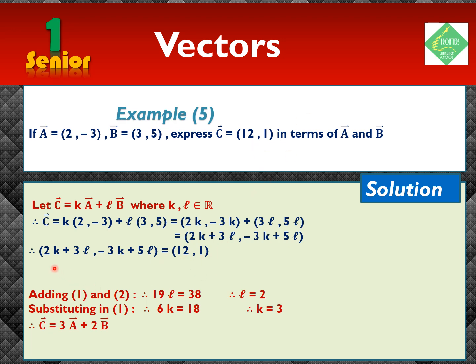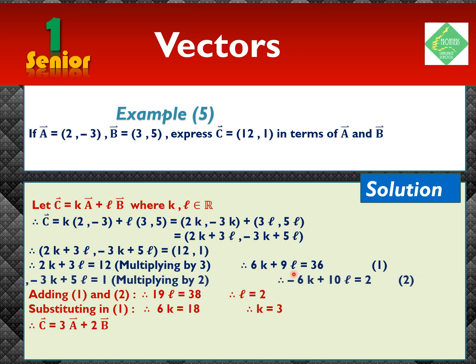By equality, you will get 2K plus 3L equals 12, which is the x coordinates equality, and negative K plus 5L equals 1, which is the y coordinates equality. So you will multiply this equation by 3 to get 6K plus 9L equals 36, and negative 3K plus 5L equals 1 multiplied by 2 to get negative 6K plus 10L equals 2.